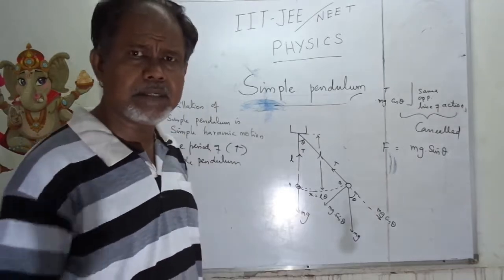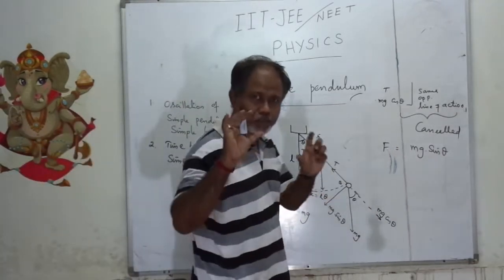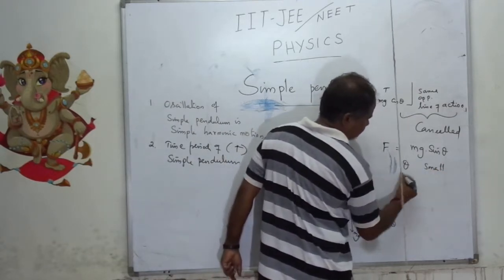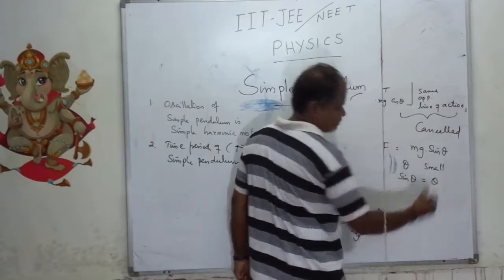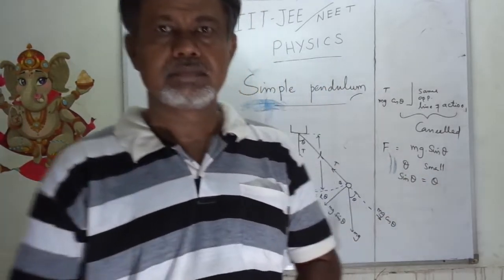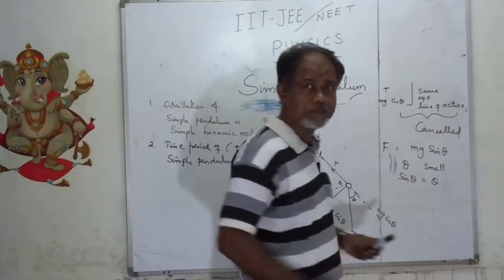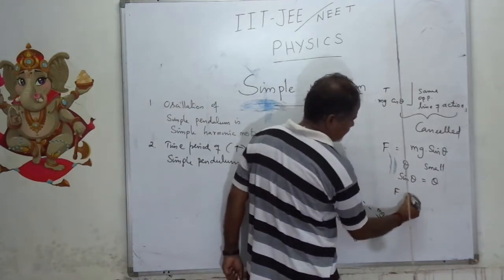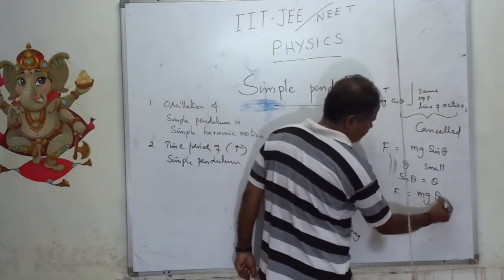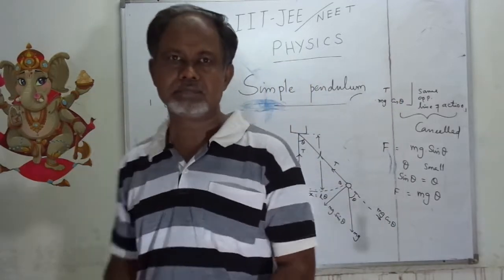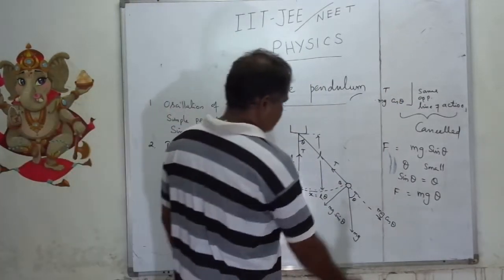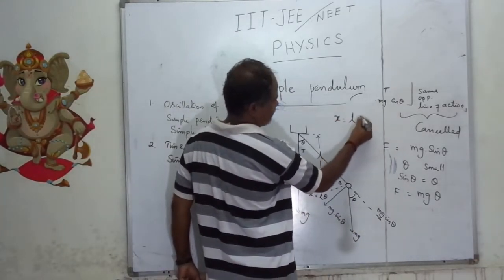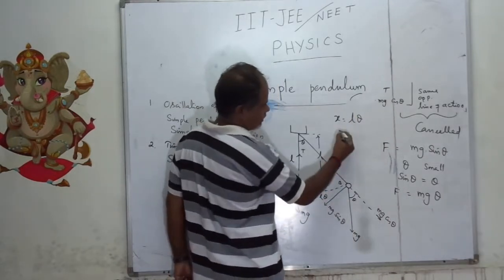We can use the small binomial expression, or there is a small shortcut. If theta is small, sin theta can be written as theta. Directly we can take it. Then F is equal to mg times theta instead of sin theta. Here x is equal to L into theta, so theta is equal to x by L.